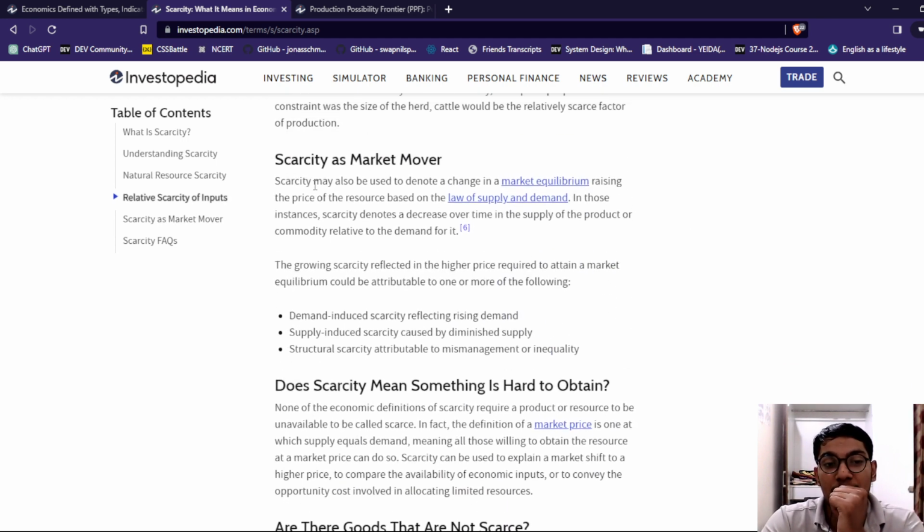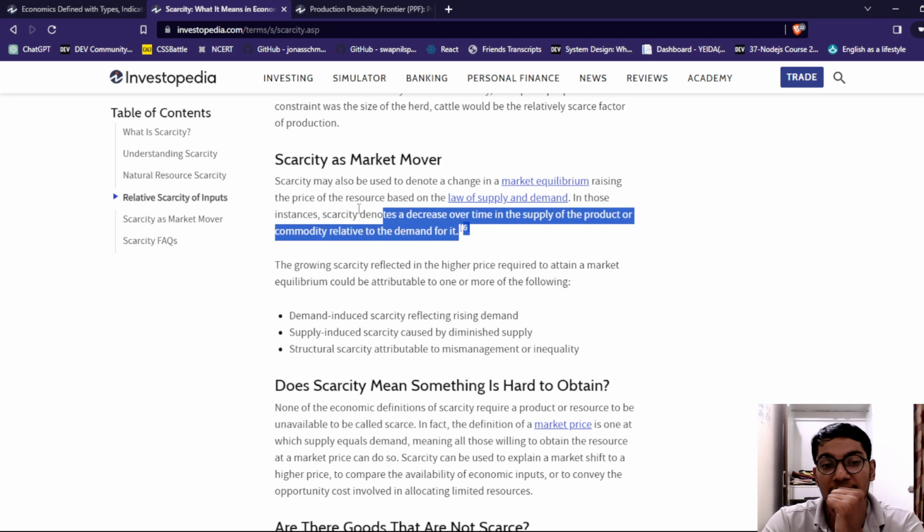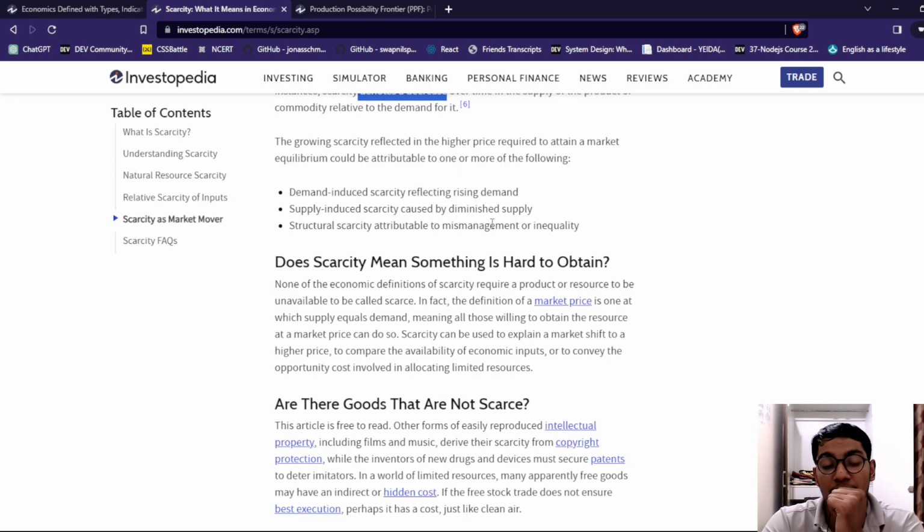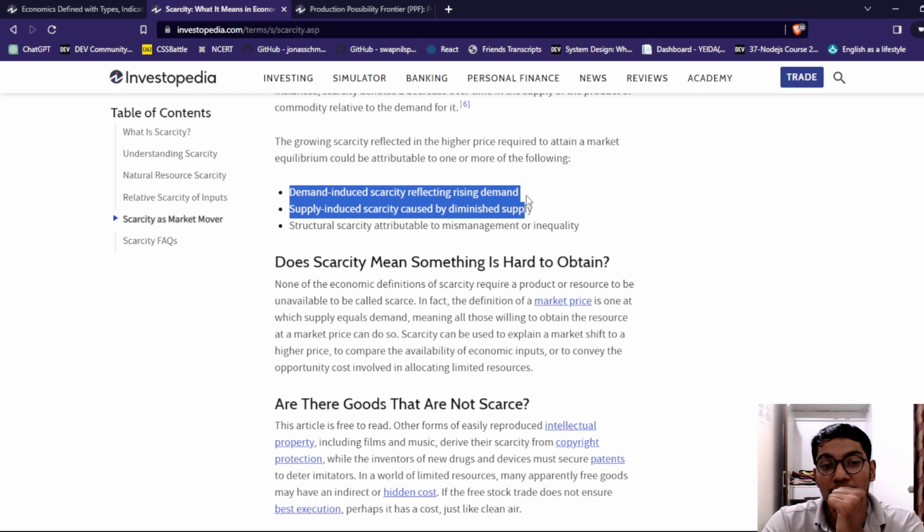Scarcity as a market mover. Scarcity has been used to denote, in a market equilibrium, the price of the resource based on the law of supply. In this instance, scarcity denotes a decrease over time in supply. The growing scarcity is reflected in the higher price required to attain market demand. Demand-induced scarcity: rising demand causes diminished supply.